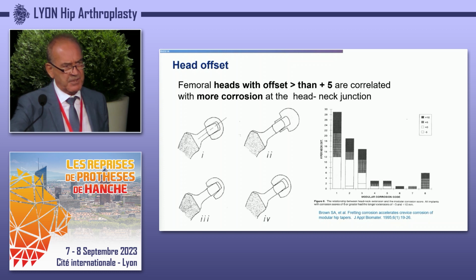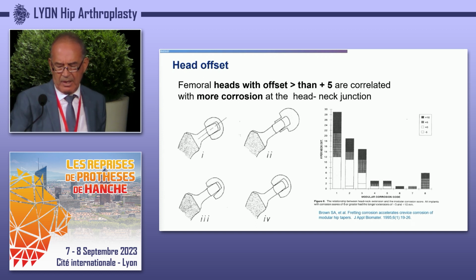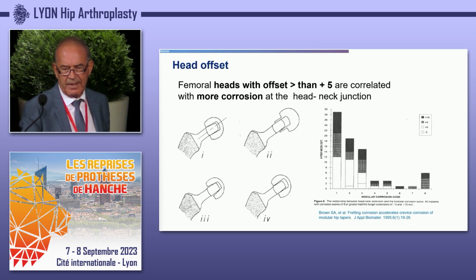What about the head offset? That's clear. If we are using femoral heads with offset greater than 5, then they are correlated with more corrosion at the head-neck junction.